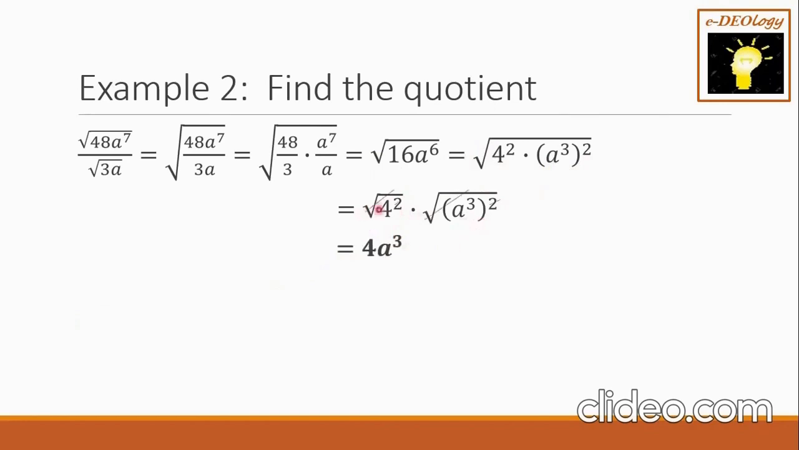And then we can now cancel the square root and the square in this first factor. So only the number 4 will come in the final answer. Also, with the second factor, we cancel the square root, also the power 2, only the a cubed will come down here. So the final answer is 4a cubed.